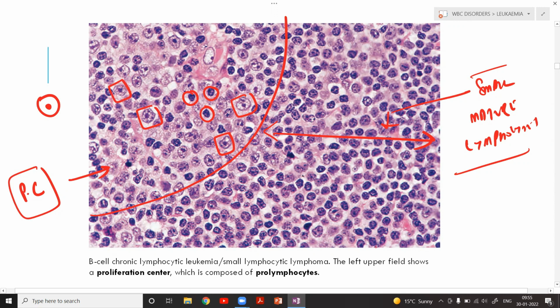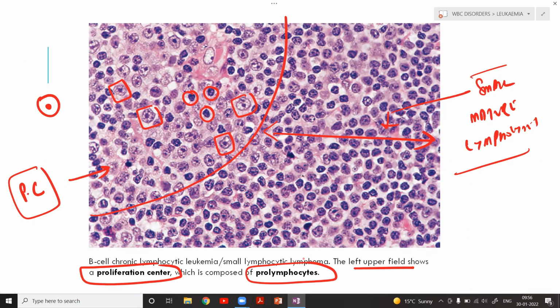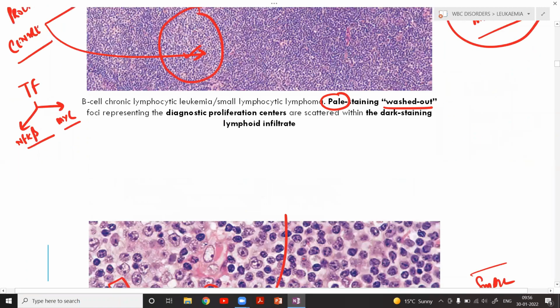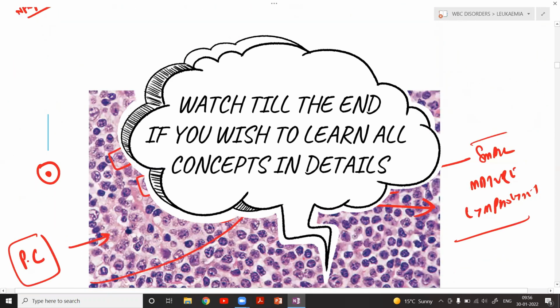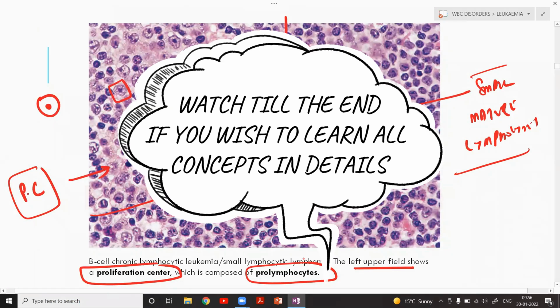So this upper left field, as shown, is called a proliferation center, which is composed mainly of pro-lymphocytes, having a clear cytoplasm and a very prominent nucleus. These basically constitute the proliferation centers, which are the diagnostic hallmark of SLL. Is it clear to everyone? What is a proliferation center and what are the main components? What are pro-lymphocytes and what are the major cells? They are small mature lymphocytes.